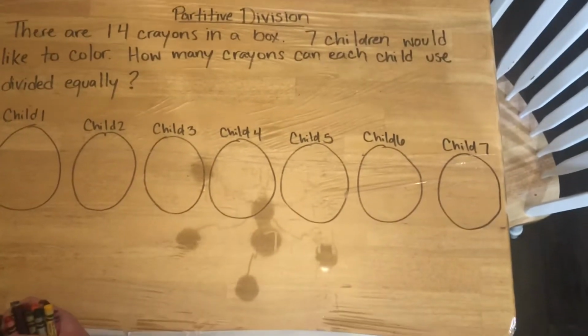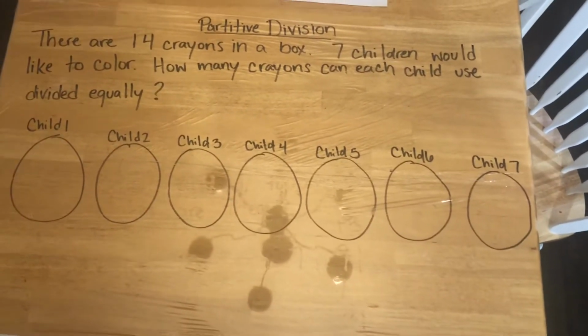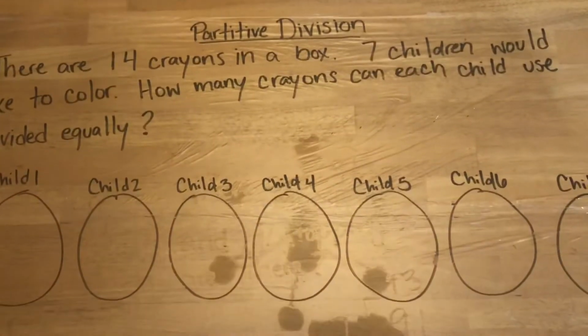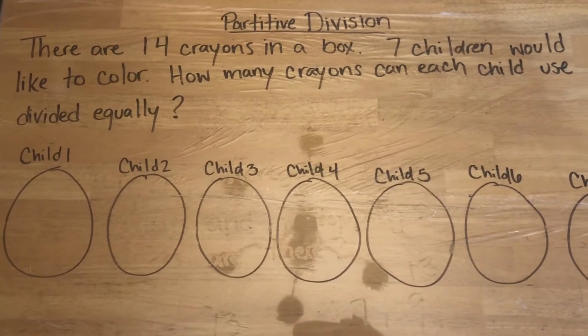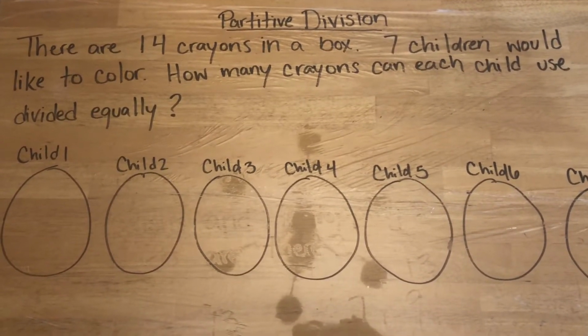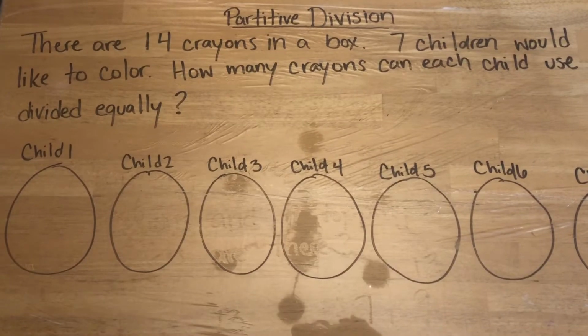We're going to be talking about the division of whole numbers. We're going to start with a partitive division problem. There are 14 crayons in a box. 7 children would like to color. How many crayons can each child use divided equally?